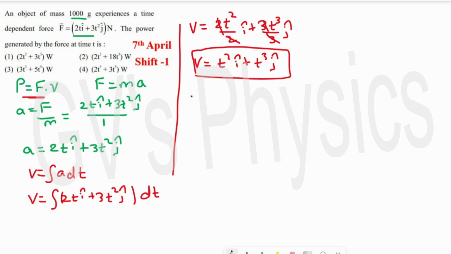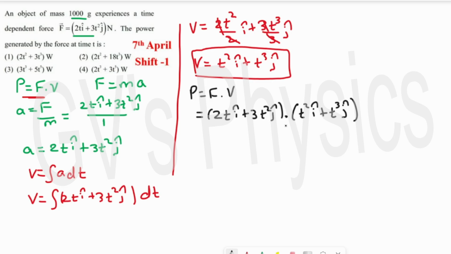So power formula, power is equal to F dot V. So force equation 2t i cap plus 3t square j cap dot velocity t square i cap plus t cube j cap. Okay, so now we'll take the dot product. So 2t into t square, we'll get 2t cube, plus 3t square into t cube, that we will get as 3t power 5. So this is power. We'll check the option. Option 4 is the right answer.